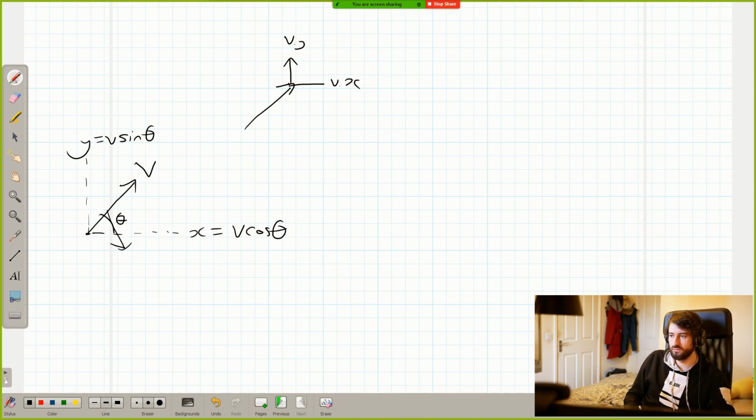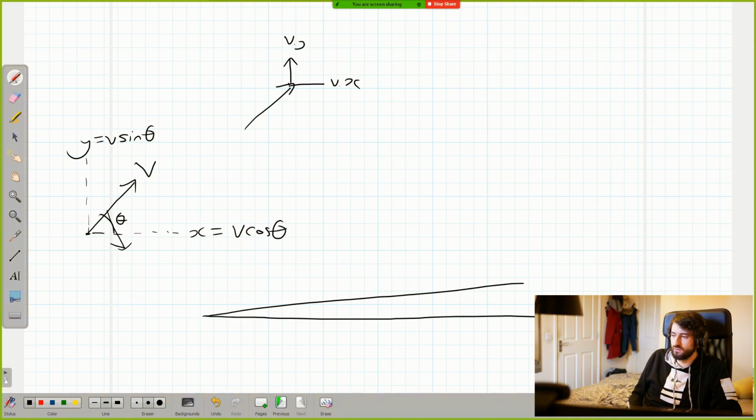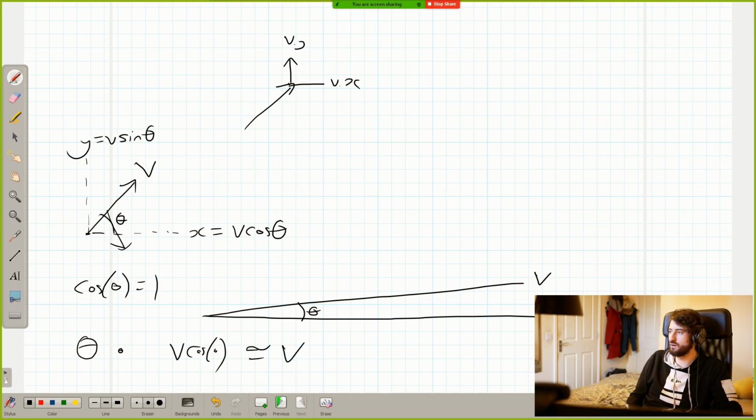And the reason you can tell this is, let's imagine that this is a really low angle. Well, we know that cos 0 is 1. So we've got v cos theta, and theta is really small. This tiny little theta, v cos theta is just going to roughly be equal to v. Once it's fully horizontal as well, they're equal.